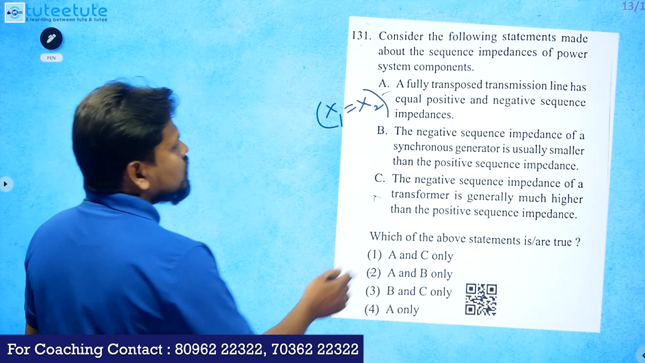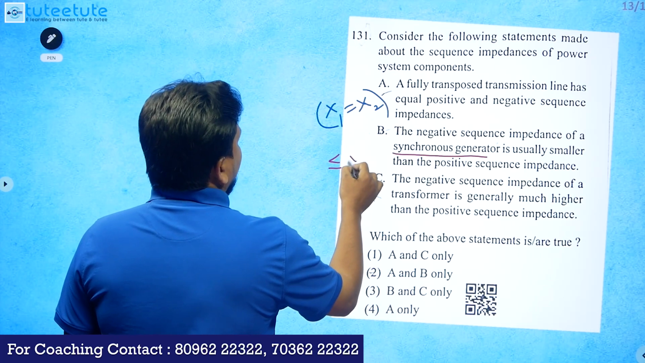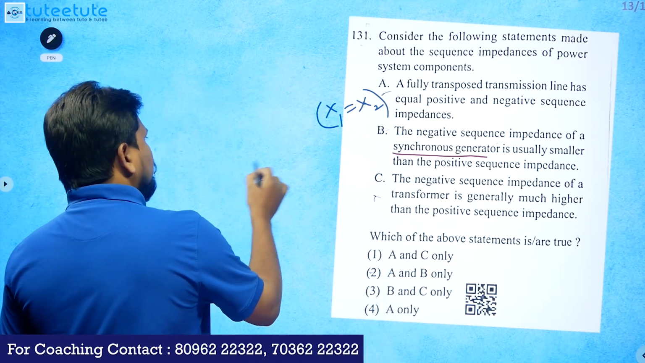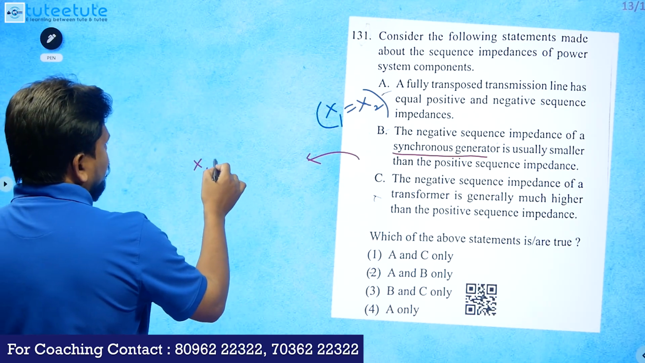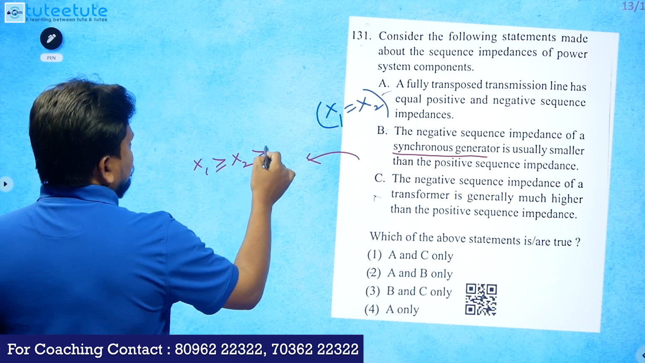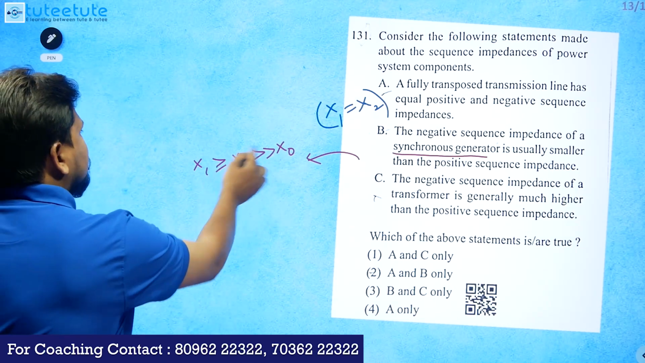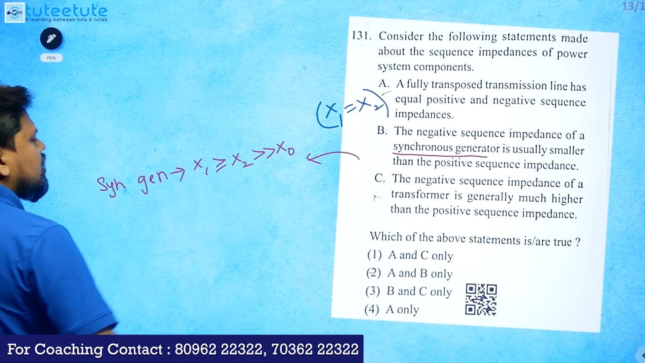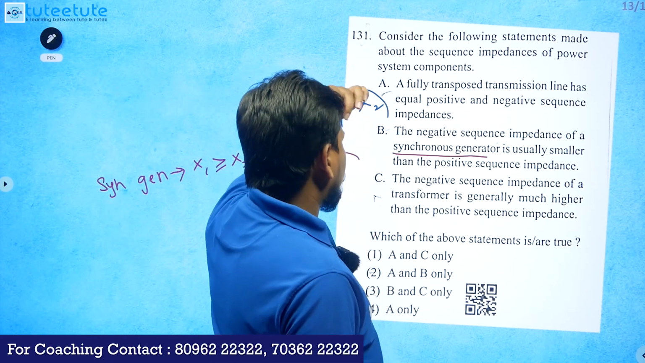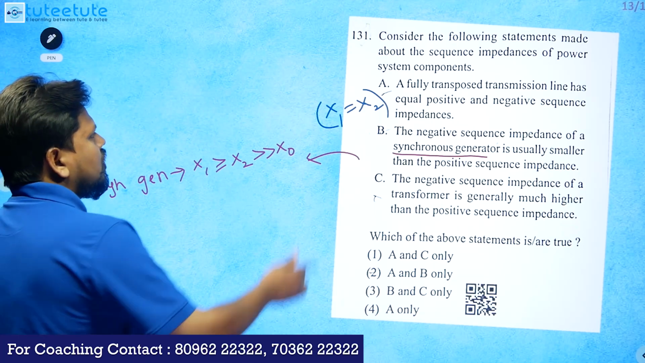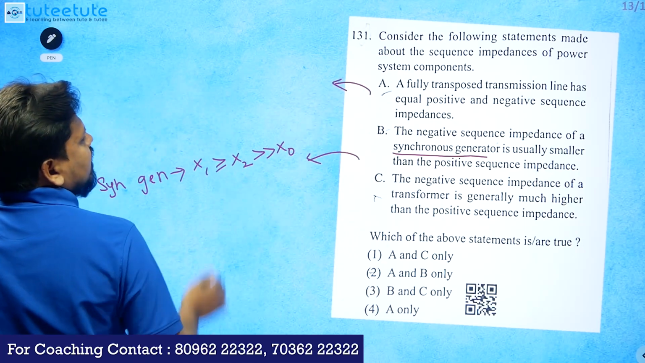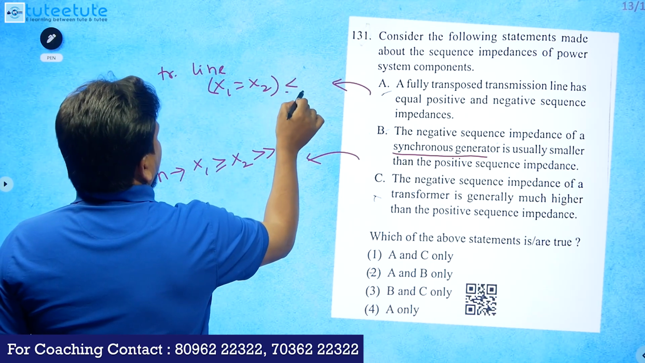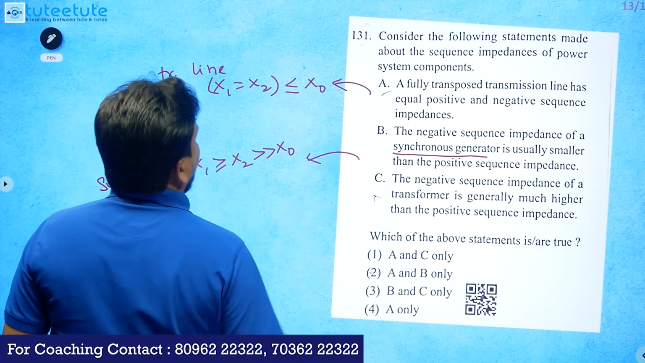For which one have they mentioned this? The synchronous generator. For the synchronous generator we have the relation: x1 is almost equal to x2, and x0 is less than the other two. So this is the relation of sequence impedances for the synchronous generator. A fully transposed transmission line has equal positive and negative sequence impedances. This is correct. I will extend this for the transmission line: x1 equals x2, and x0 is generally about 3 times that, so we can write it directly like this.